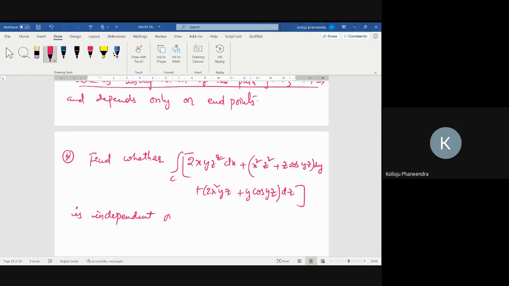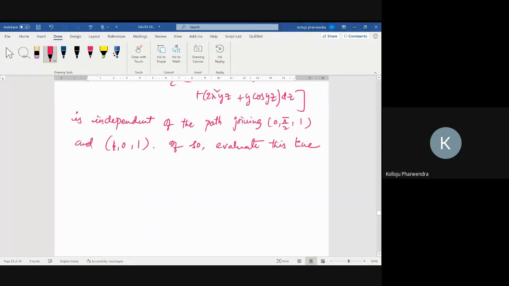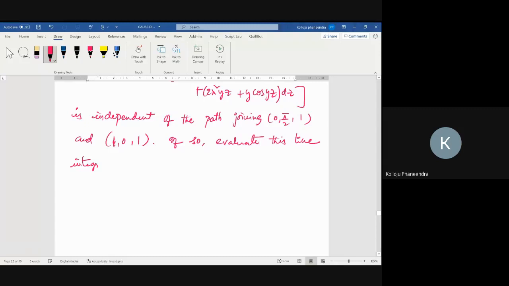is independent of the path joining 0, pi by 2, 1 and 1, 0, 1. If so, evaluate this line integral. First, we have to find whether it is independent of the path.